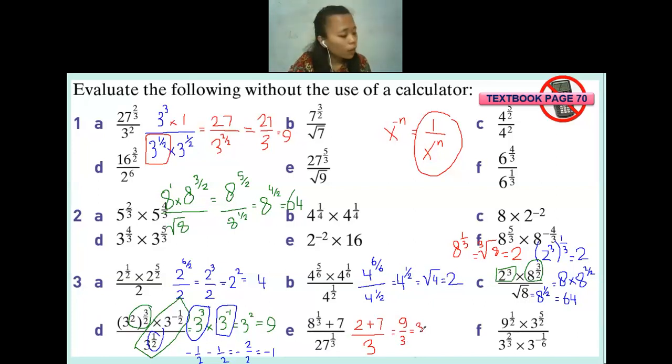9 divided by 3, teacher. Yes, correct. It will be equals to 3. Is there anyone who get confused so far? No? No confusion? Okay. If you have no confusion, I will move to the question F.